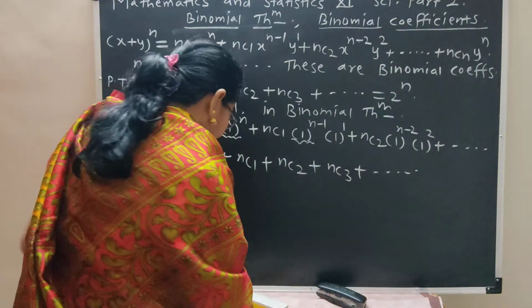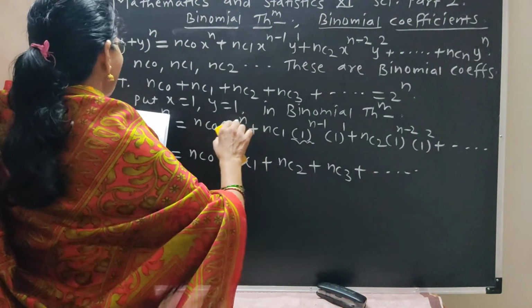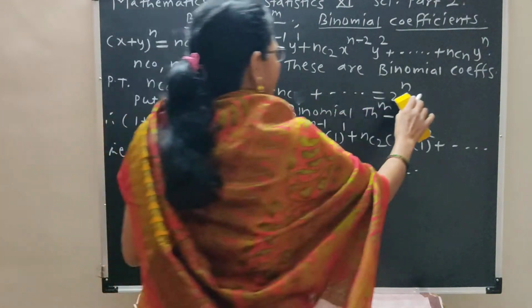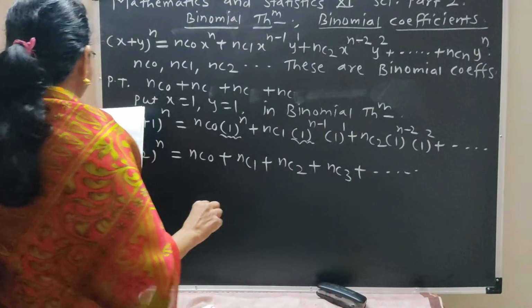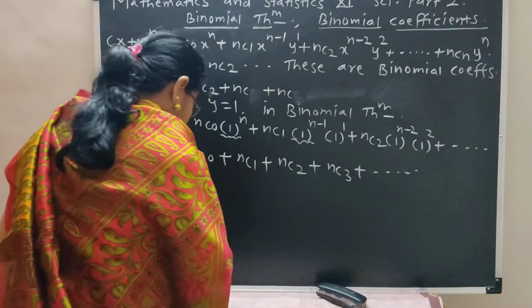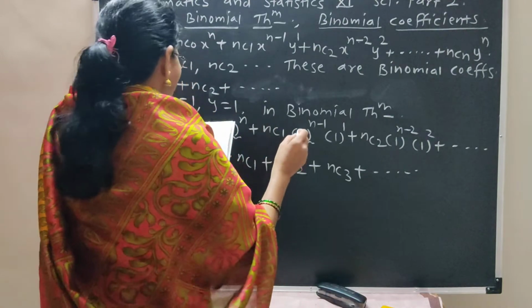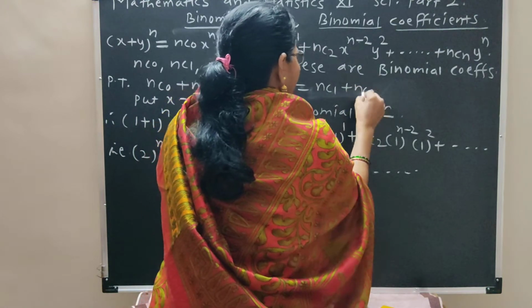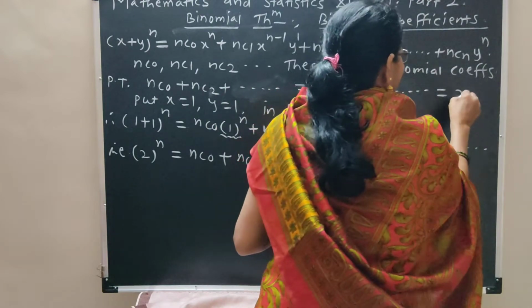Next is the question: prove that nC0 plus nC2 plus so on is equal to nC1 plus nC3 plus so on is equal to 2 raised to n minus 1.